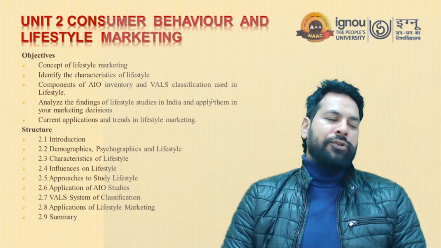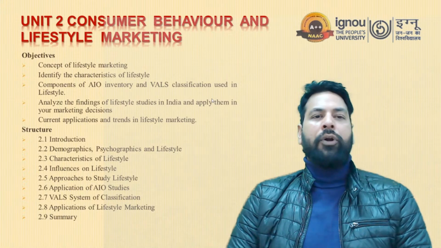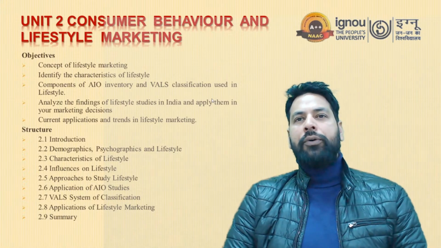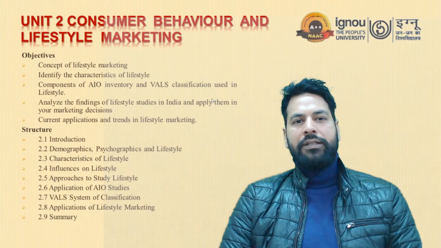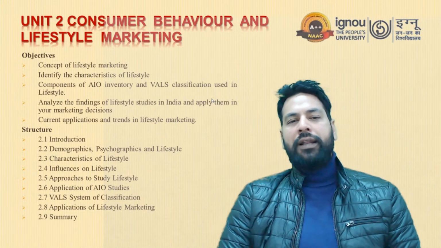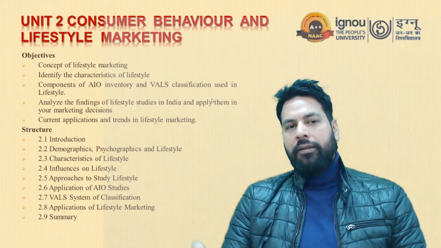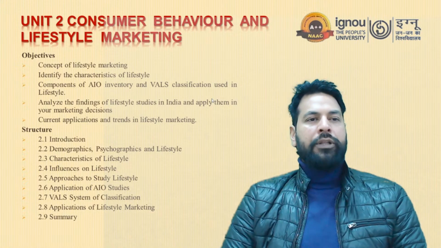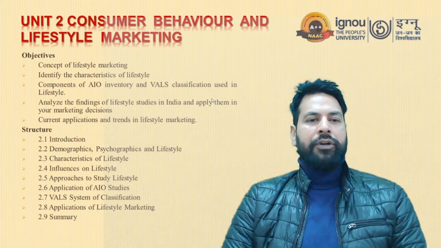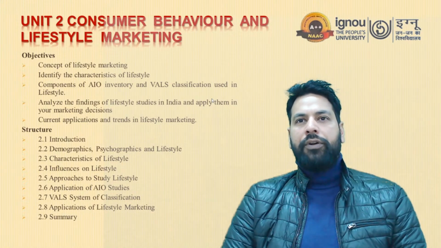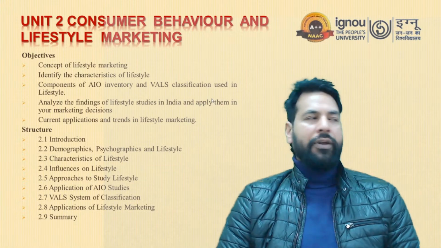And in this, we'll also discuss a few terms like AIO, which stands for activities, interests and opinions, and VALS, values and lifestyle, and other things. So this would be the objective and the structure. We'll start with the introduction. Then we will discuss the different factors like demographic, psychographic, and lifestyle.